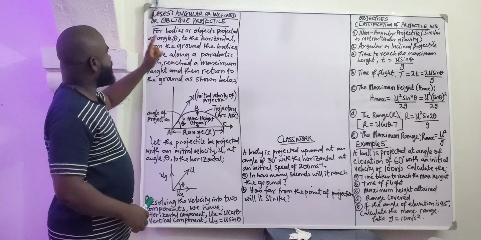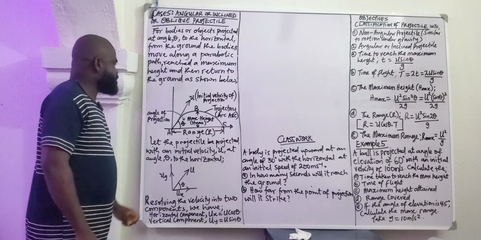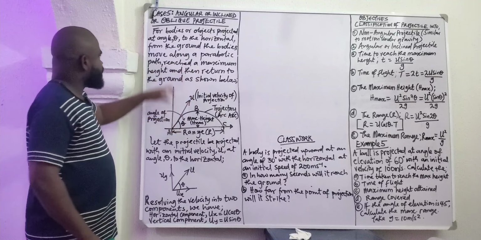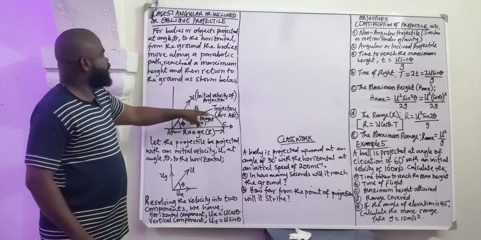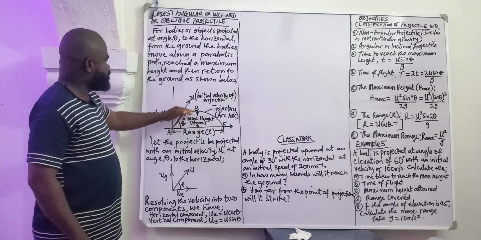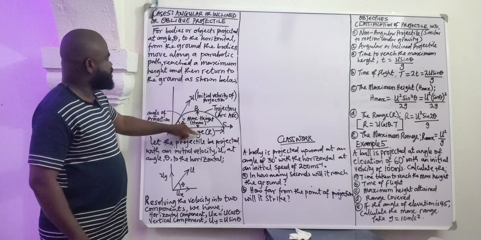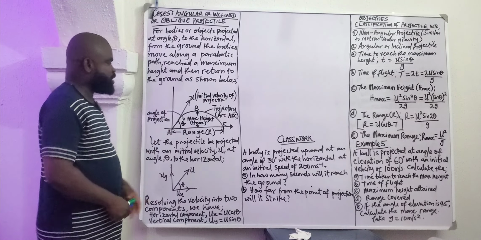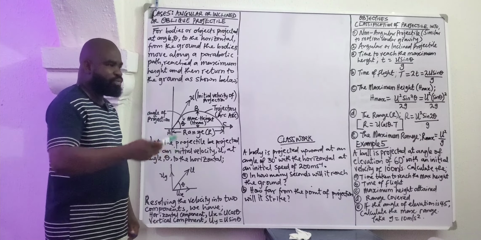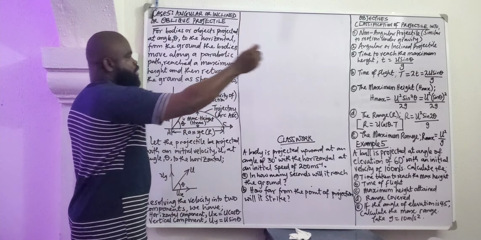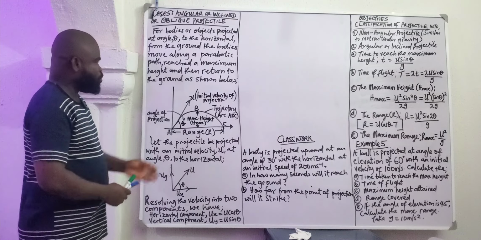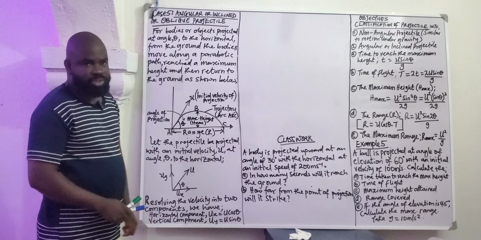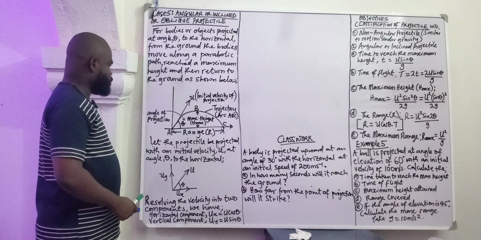We said that for objects or bodies that are projected at an angle theta to the horizontal from the ground, the body will move along a parabolic path. It will reach a maximum height and then return to the ground as shown in this diagram below. I've explained before that once you throw an object up, that object will follow a parabolic or curved path, which we call trajectory. So the arc ABC is the trajectory of the projectile or the motion.